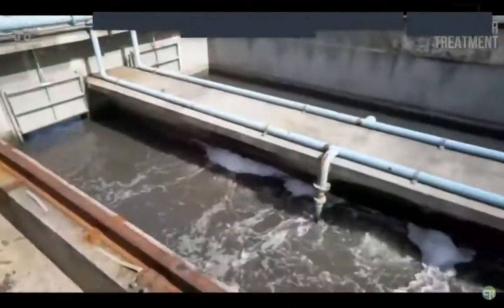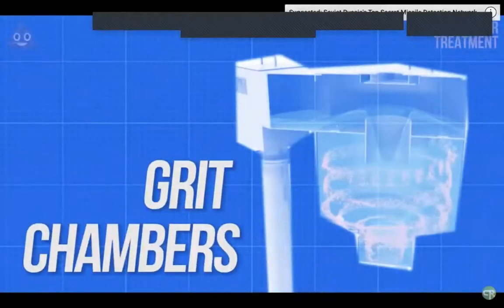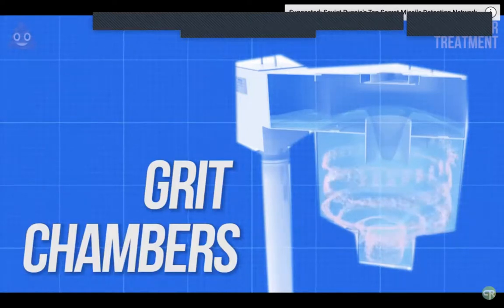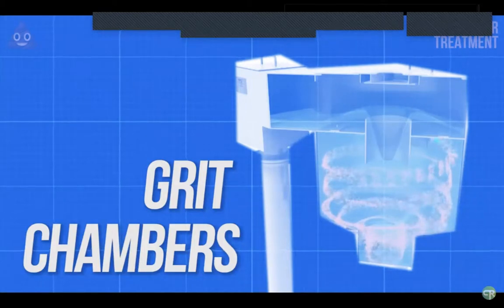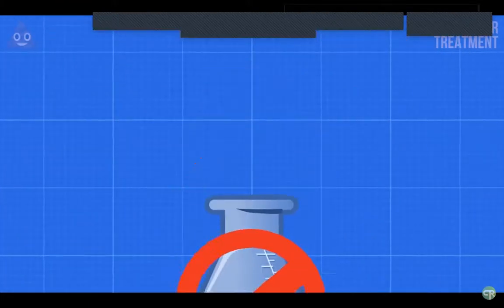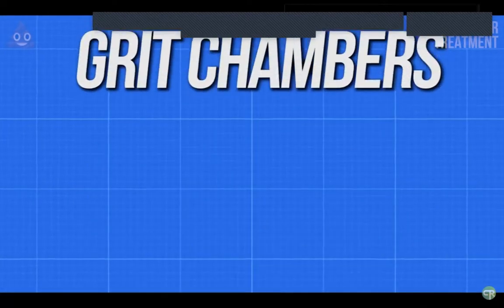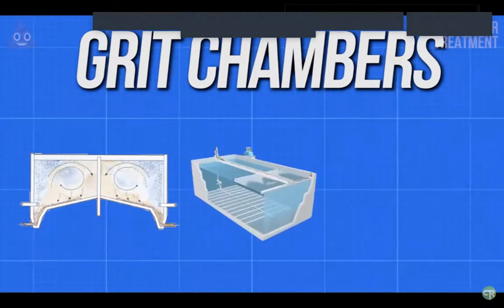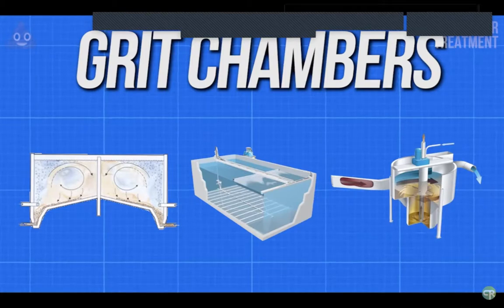Grit chambers are the next steps in the pretreatment process following bar screens. Since these bars don't catch everything, larger particles called grit still need to be removed from the sewage as it is made even more homogeneous. As the sewage flows into the grit chamber, the velocity of the rather viscous sewage is adjusted to allow for particles of sand and rock to settle out. This is needed because these particles can't be removed using chemicals, and they could potentially clog or destroy pumps later on in the process. There are 3 types of these chambers: horizontal grit chambers, aerated grit chambers, and vortex grit chambers, which all accomplish the same task using slightly different methods.